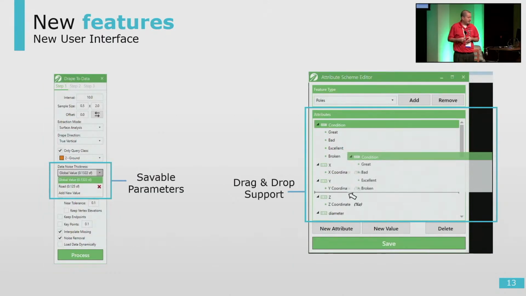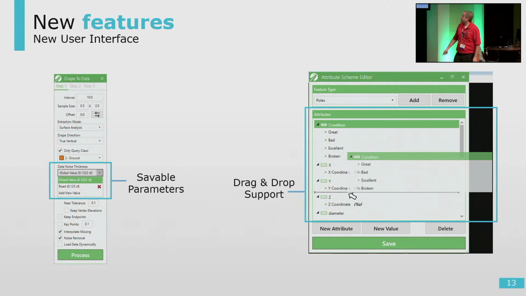We have also made small changes like being able to save your data noise thickness with a name. So let's say you're processing or draping data for UAV data, you might use a different data noise thickness than for mobile data sets. This gives you a way to name it and quickly select those options rather than trying to remember which settings you used in the past.